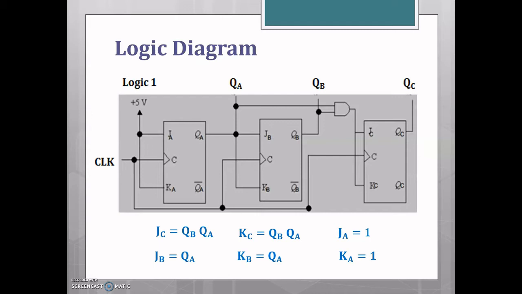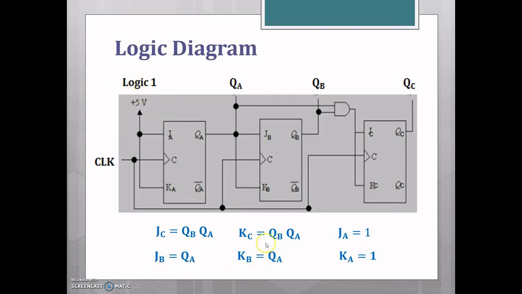Since it is having 3 flip-flops A, B and C: the inputs are JA, KA, and the outputs are QA, QA bar. For the B flip-flop it is JB, KB, and the outputs are QB, QB bar. For the C flip-flop it is JC, KC and QC, QC bar. So first of all, you plot JA and KA. JA, KA is equal to 1, so it is connected to logic 1 or plus 5 volt.